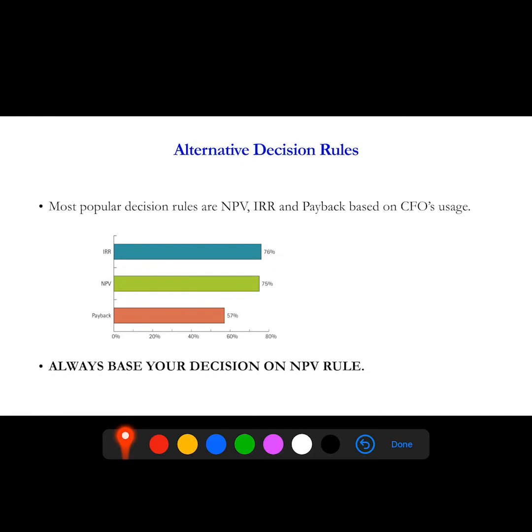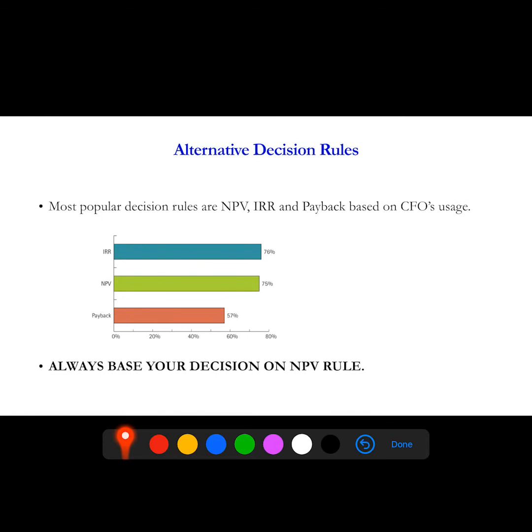So the important thing here is to remember that we are always going to base our decision on the NPV rule. NPV rule is our golden rule, and we are always going to stick with the NPV rule. Okay, so if other decision rules give us a decision that disagrees with the NPV rule, we are only going to follow the NPV rule.